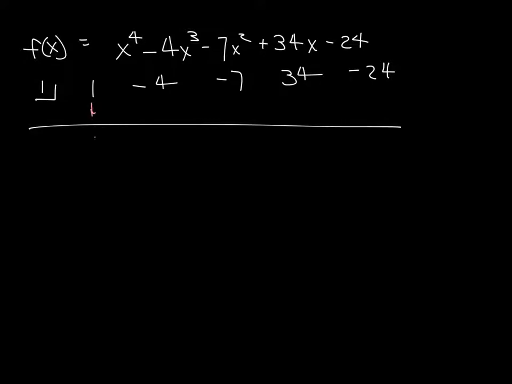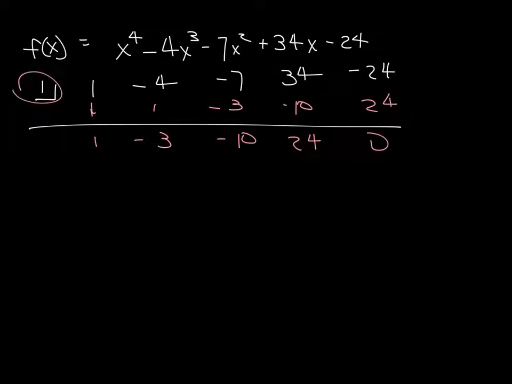Okay, bring down the 1, get 1, negative 3, negative 3, negative 10, negative 10, 24, 24, 0. Okay, so 1 works. So that means one of the factors is the opposite of 1, x minus 1. And that means what I have left over is this here. So again, 1x is going to be 1 less than that. So it's going to be x cubed, and then we just go down from there.